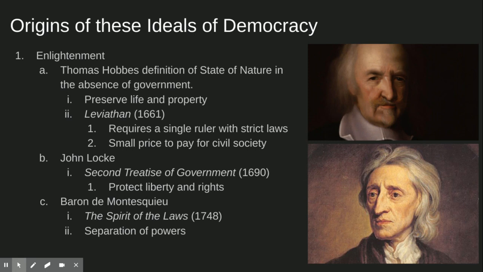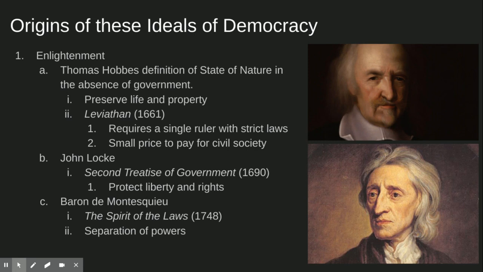Thomas Hobbes had a definition of the state of nature in the absence of government. Hobbes believes that a state of nature is a terrible place, and it exists if there is no government. The purpose of government is to preserve life and property. In Leviathan, he requires a single ruler with strict laws. Government needs to be strict, powerful, and it must control the people. But if we want to live in a civil society, it's the small price we pay.